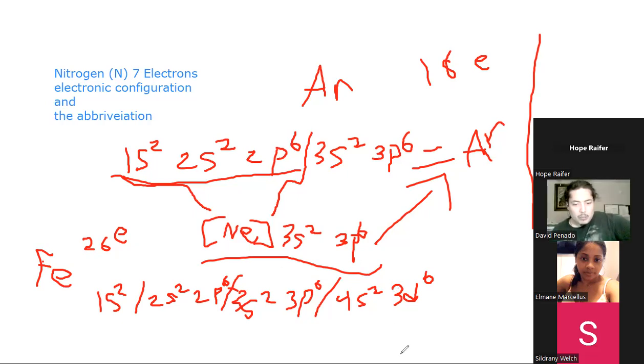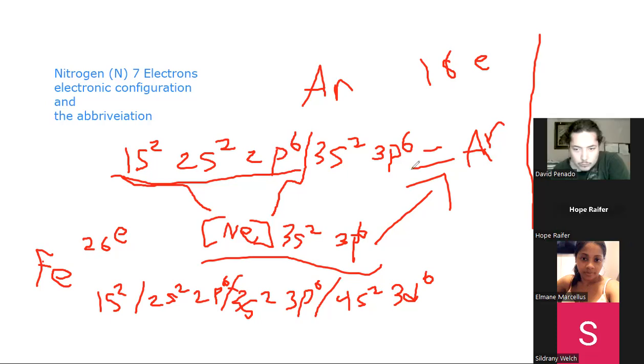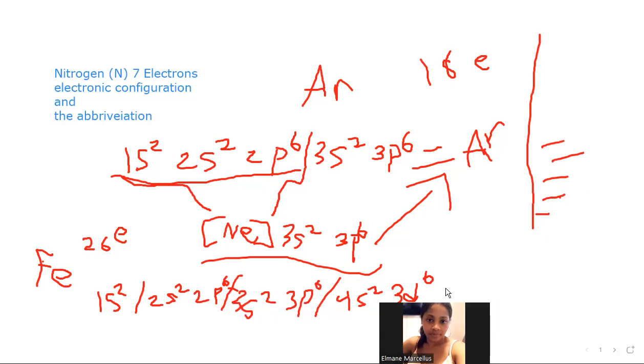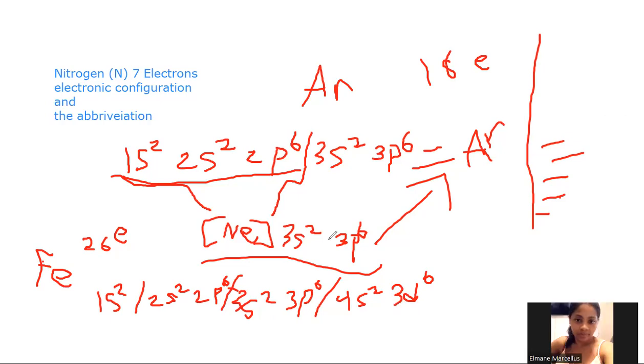So how would you write this in an abbreviated way? It's argon. AR for the argon. 4s2. Yes.